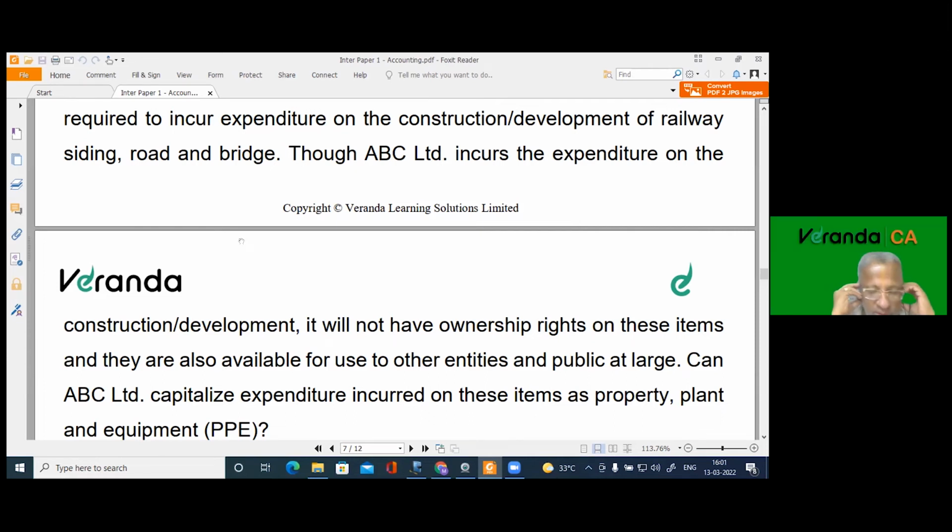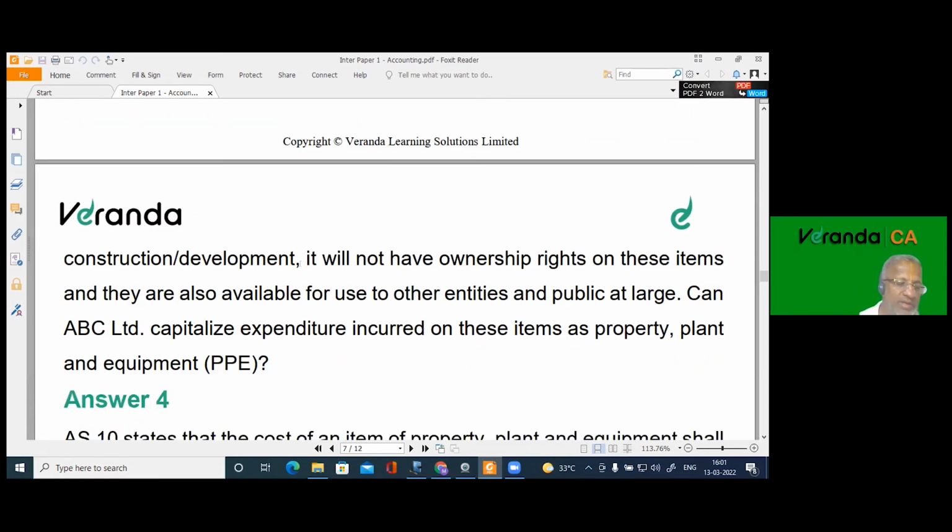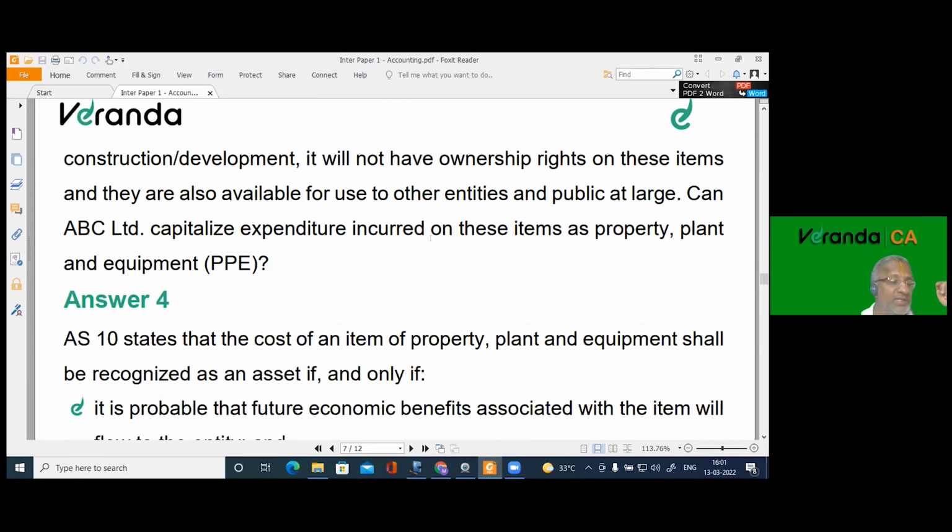It is not an exclusive usage. That is what they say. They are also available for use to other entities and the public at large. You can't construct it and make it a private property. If it were a private property, the control aspect would be there. Now let us see.